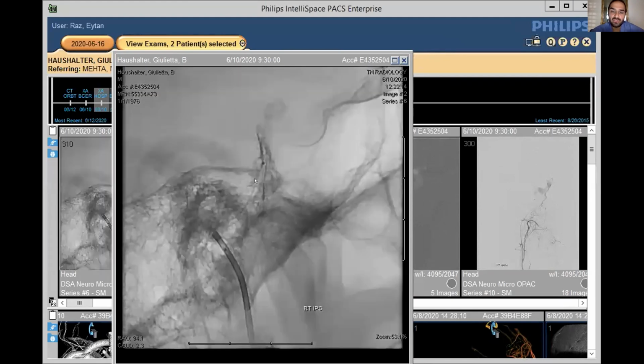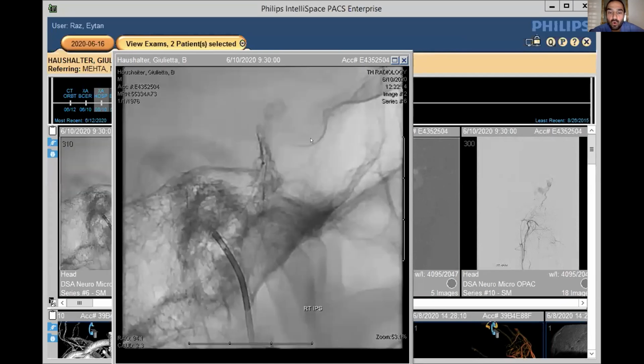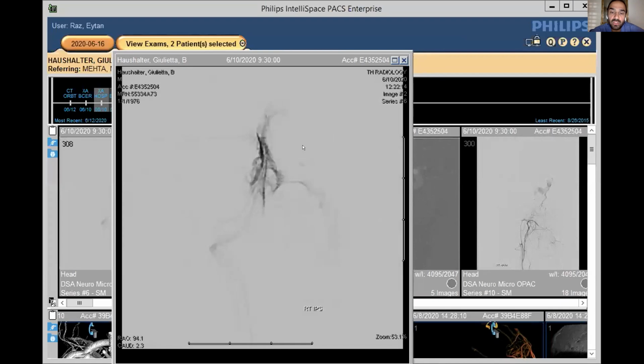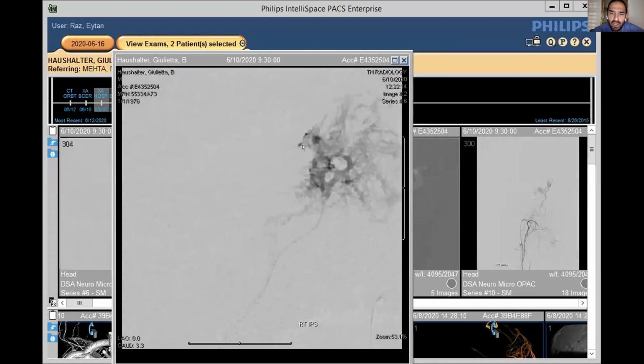And from this injection, you see that we are certainly opacifying some of the veins in the area, the clival plexus, but there's really no connection with the right cavernous sinus. And we tried, no matter what, to catheterize that.